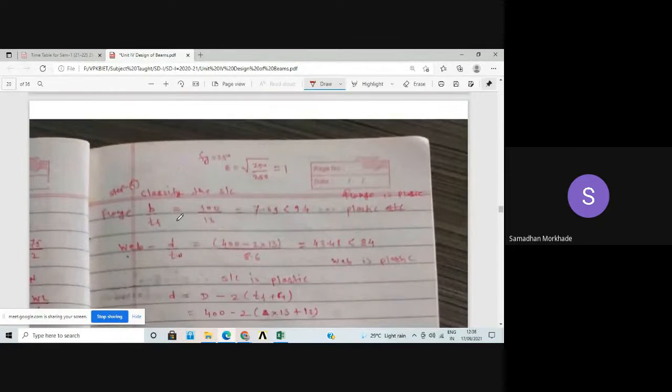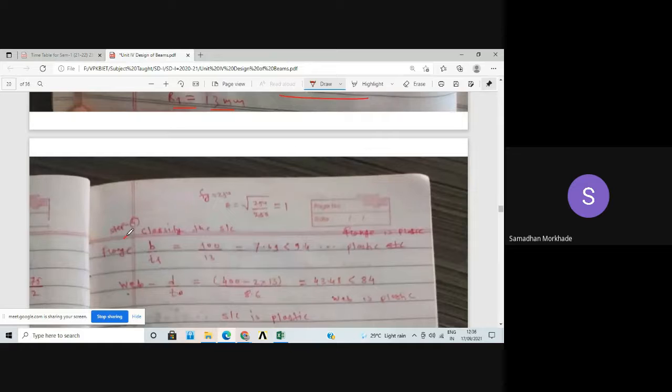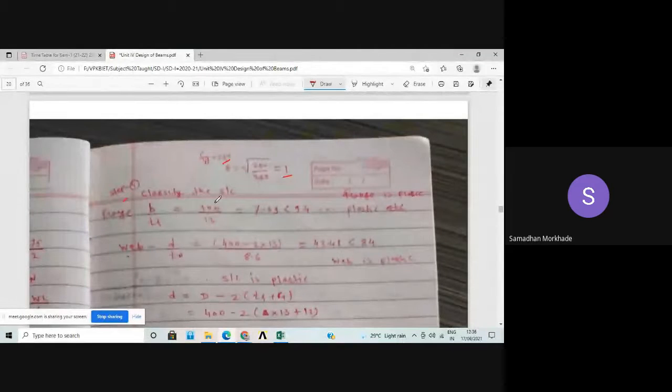Now after selecting this section, in step number 4, we have to classify the section. And how to classify the section? See, Fy is equal to 250, epsilon is equal to square root of 250 by Fy, that is 1. Okay, so epsilon is 1. Now b by Tf, b is Bf by 2, that is 200 by 2 means 100. Thickness of flange is 13, so it comes out to be 7.69, which is less than 9.4. Therefore the flange is plastic. Now similarly for the web, d by Tw is 400 minus 2 times 13.